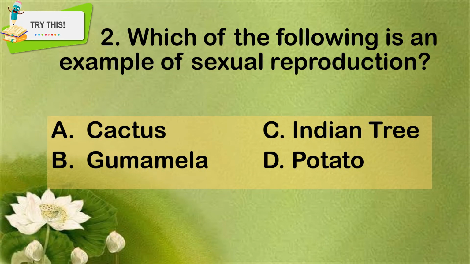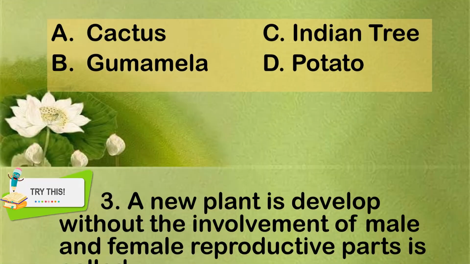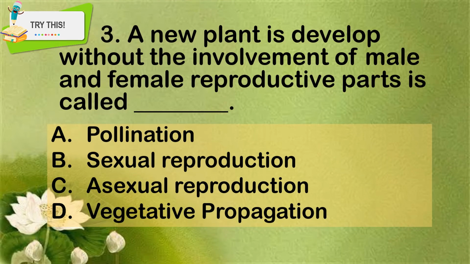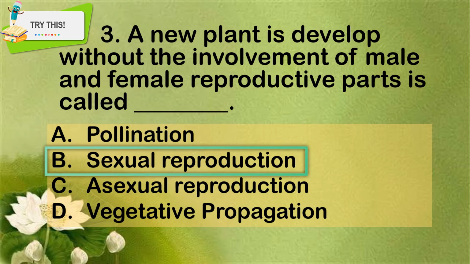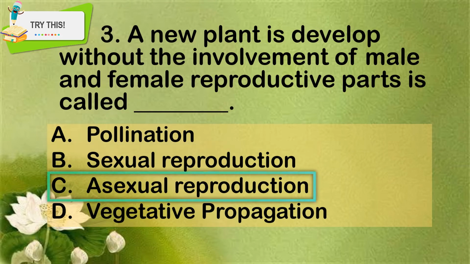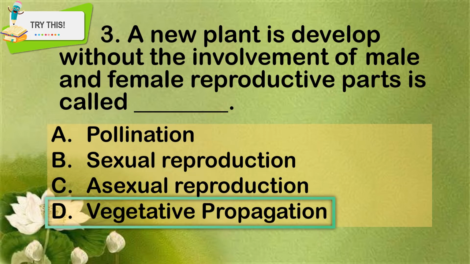Number 2. Which of the following is an example of sexual reproduction? A. Cactus. B. Gumamela. C. Indian tree. Or D. Potato. Number 3. A new plant is developed without the involvement of male and female reproductive parts is called blank. A. Pollination. B. Sexual reproduction. C. Asexual reproduction. D. Vegetative propagation.